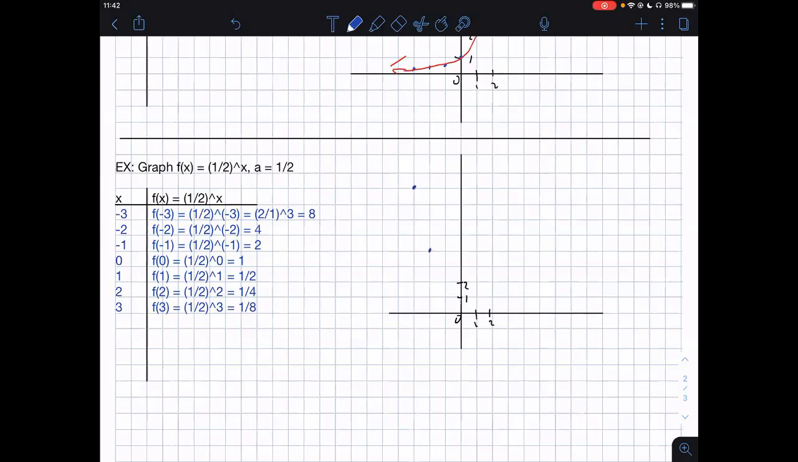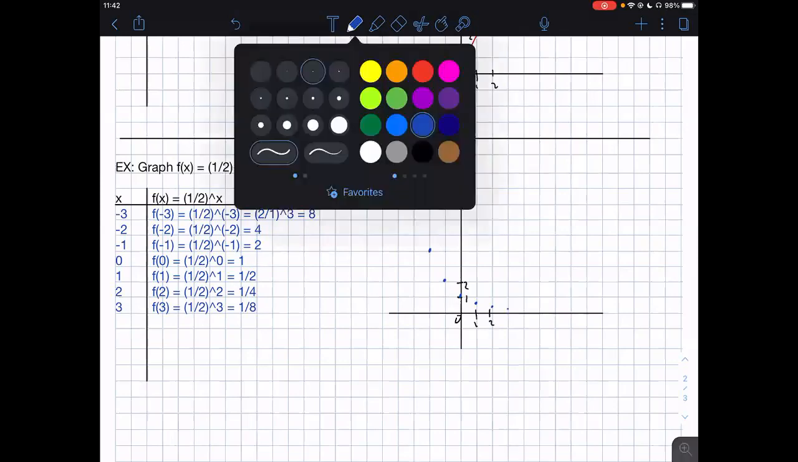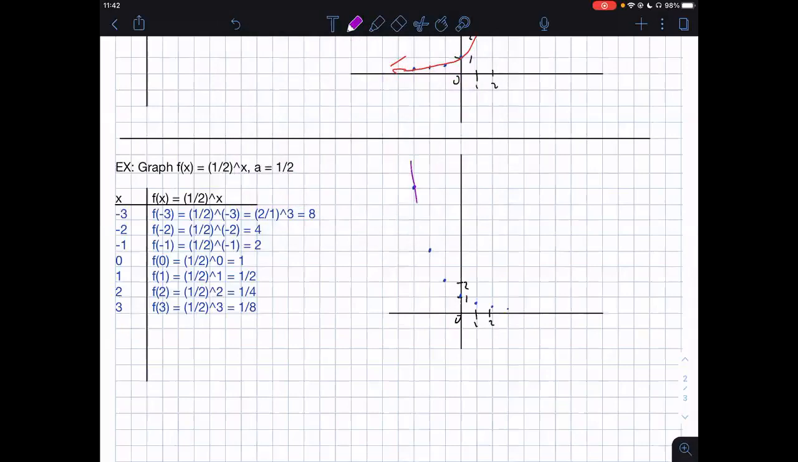Then we have -2, 4. -1, 2. And then 0, 1. But now as we head towards the positive side of x, at 1, we get 1/2. At 2, 1/4. And then at 3, pretty much almost right at 0 here. Let me draw it. There we go. And so here we have this decaying function of x. Again, this function of x is 1/2 to the x power. All right, so here we have a decay exponential.